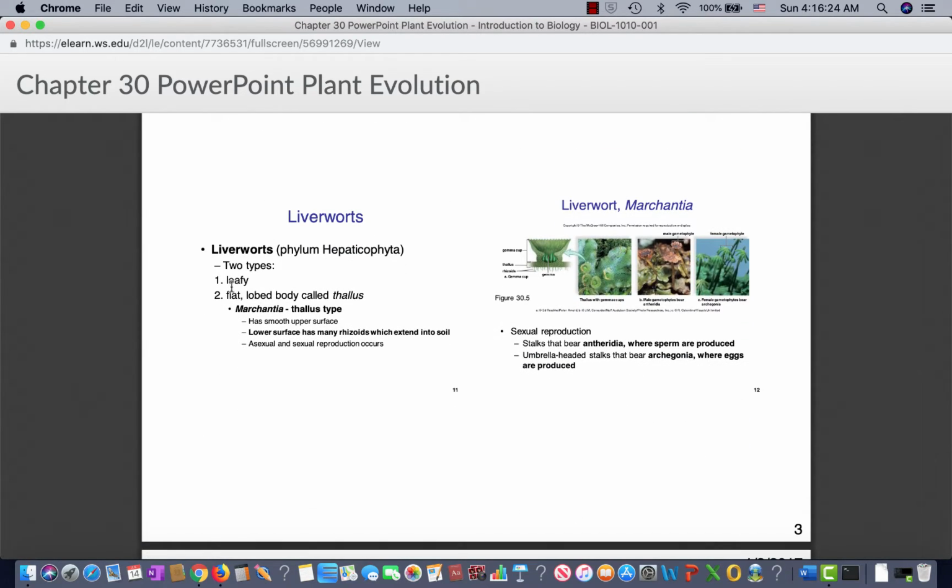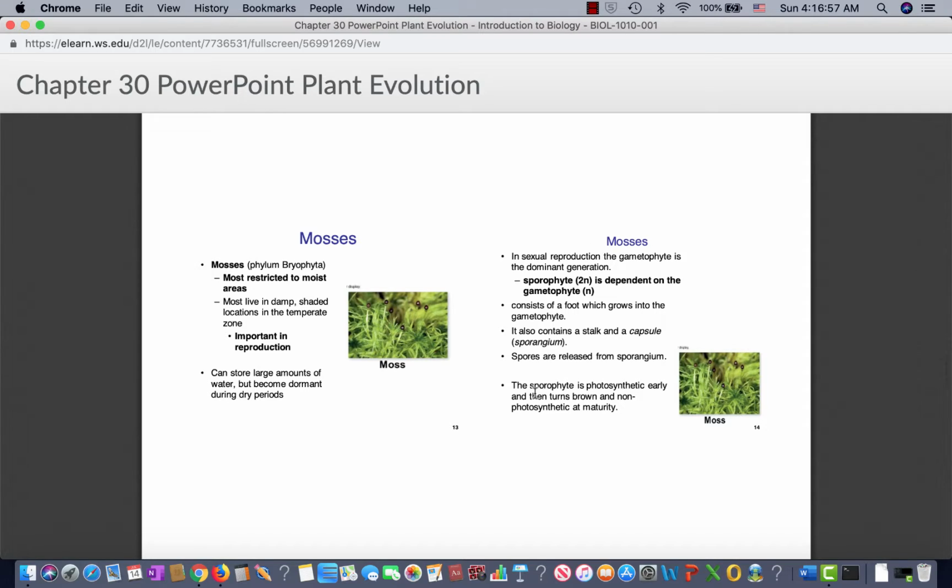Liverworts have 2 types, leafy and then the flat lobular ones with the body called a thallus. The thallus type has a smooth upper surface, and the lower surface has many rhizoids that extend into the soil, and they can reproduce both sexually and asexually. For sexual reproduction, the stalk bears the antheridia, which produce sperm, and then the umbrella head bears the archegonia, where eggs are produced.